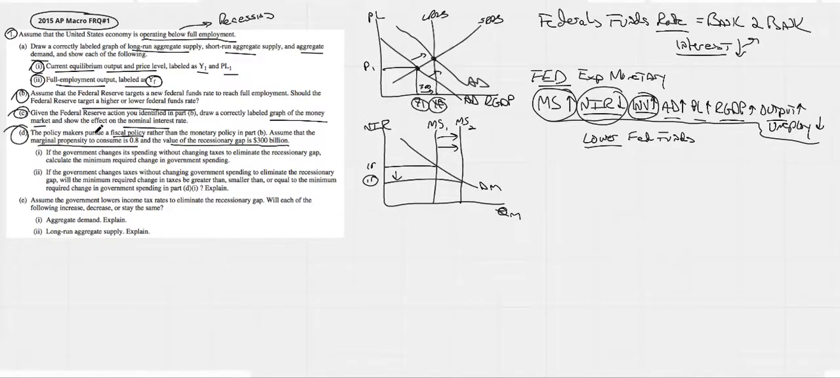So understand that they always do these kind of things the same way, right? They're going to give you the MPC, which is 0.8. You're going to find the MPS, which is 0.2. Understand that your MPC plus your MPS are always going to equal 1. So if this is 0.8, this has to be 0.2 to equal 1.